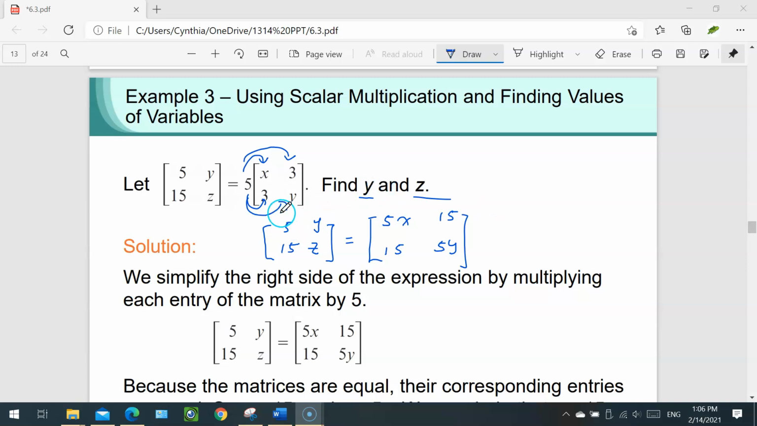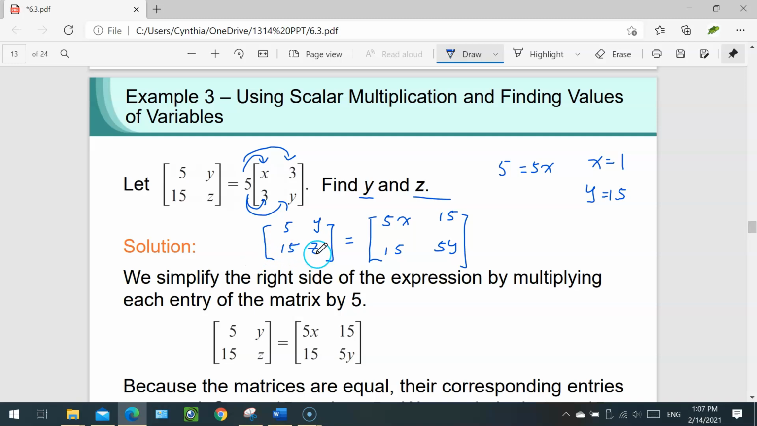Now we look at the corresponding position. Phi is equal to phi x, so phi equals phi x. That means x equals 1. Y is equal to 15, so y equals 15.